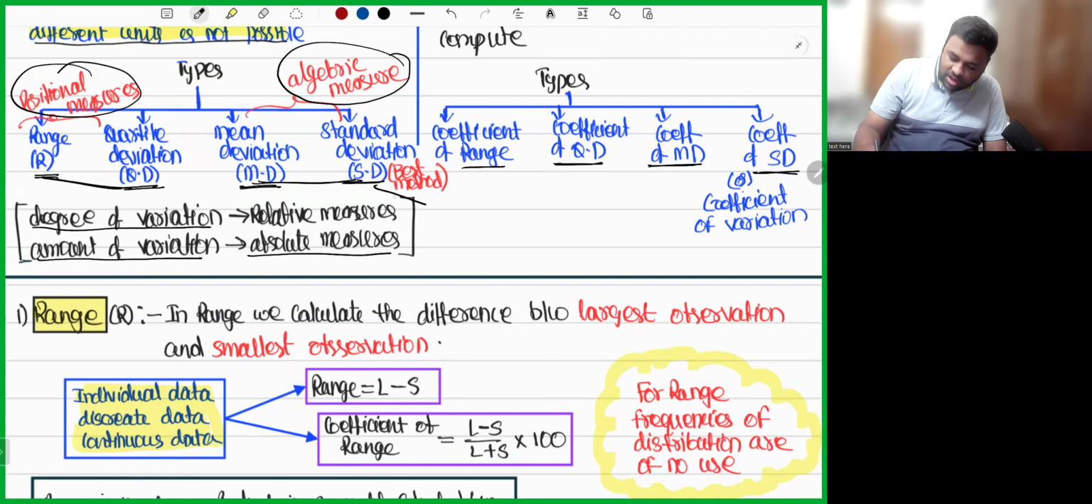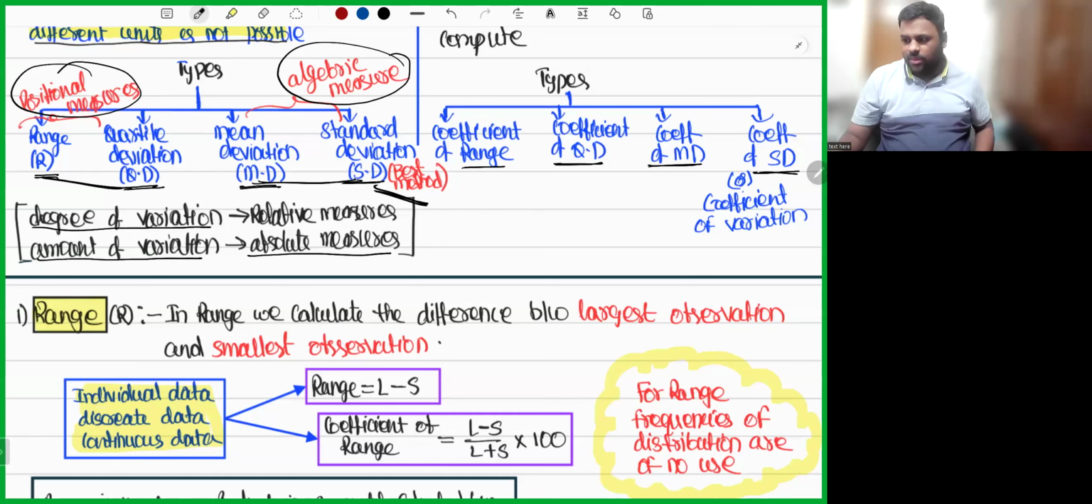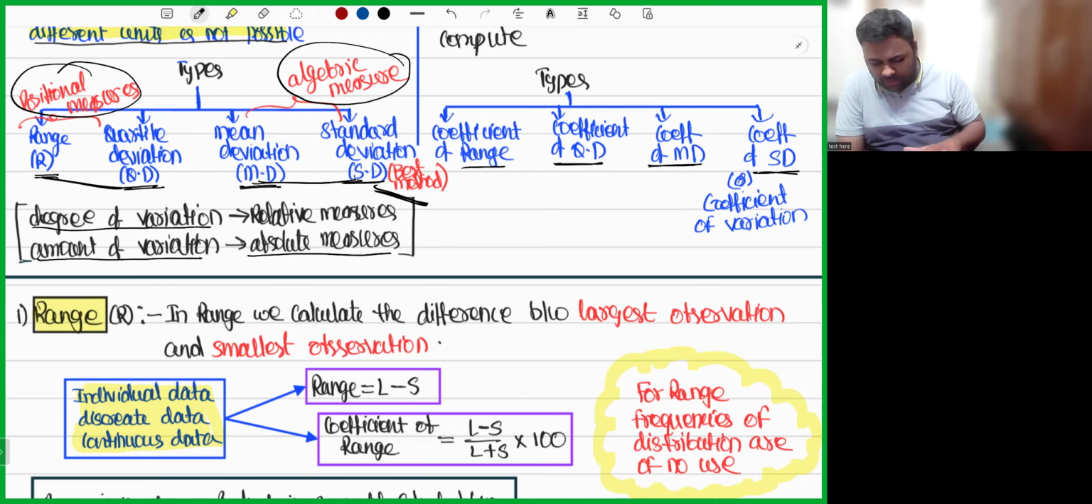What about the standard deviation, my dear friends? The standard deviation is the best method. If you see foreign countries or foreign courses, for dispersion they'll not teach you range, quartile deviation, mean deviation. They'll just teach you standard deviation. I hope that's fine. Standard deviation is best.